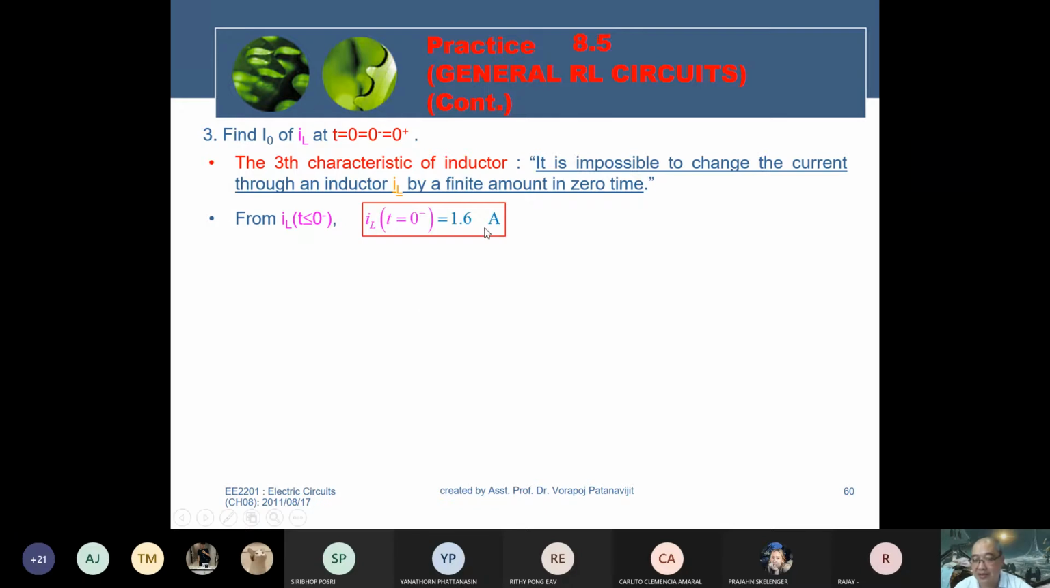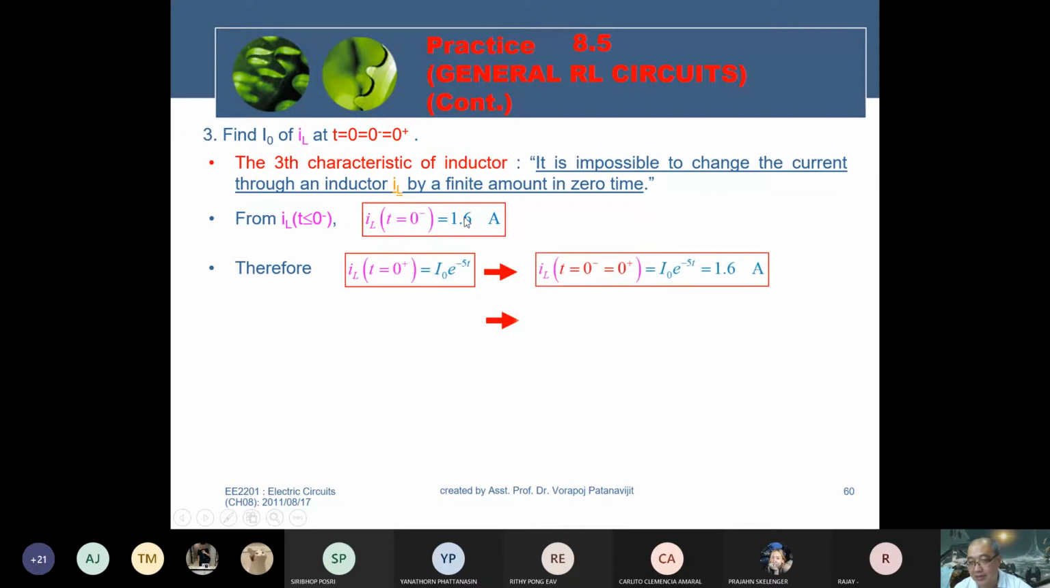The inductor current for time less than 0 equals 1.6 amp, and for time greater than 0, it equals I naught e power minus 5t. Both of them are equal. You set them to be equal. What happened? You can determine the initial condition that you cannot find from the second step, right? The second step still has I naught here. In this step, you substitute time equal to 0. Anything power 0 gives you 1. You can conclude that I naught equals 1.6.